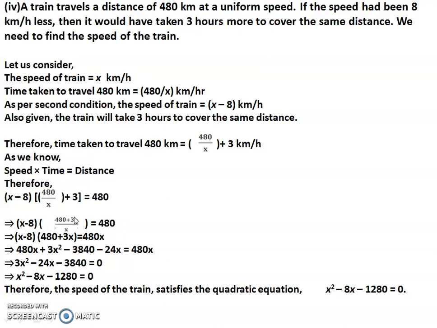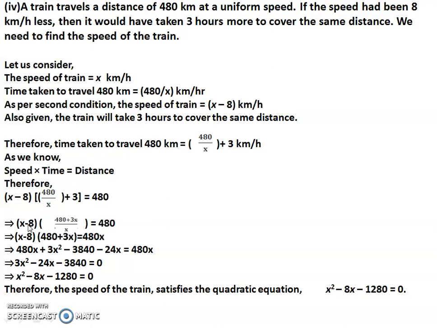This (x minus 8) into (480 plus 3x) by x. Students, don't think too much. Here I just took the LCM. Here x is only for 480. So if I want to take it for 3 also, I just took the LCM as x and multiplied x with 3. 480 plus 3x, the whole divided by x. So what is the difference here? x was only for 480. Here x is for the whole term. What was the difference? Here it became 3x. 480 plus 3x by x.